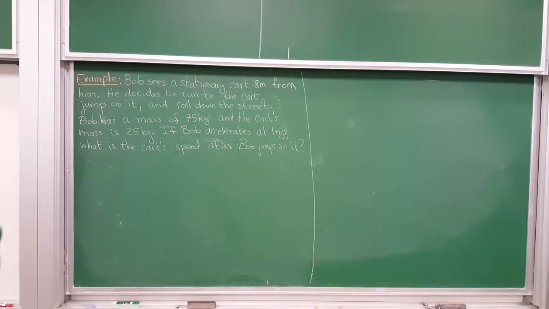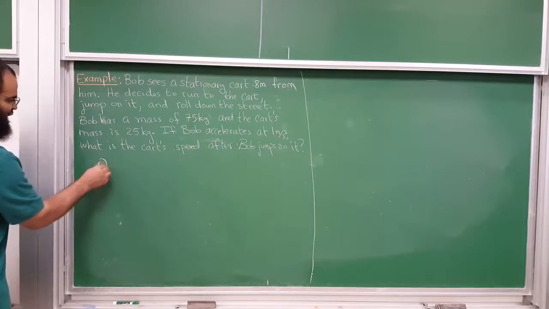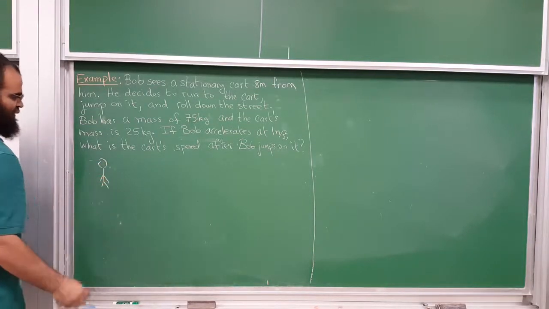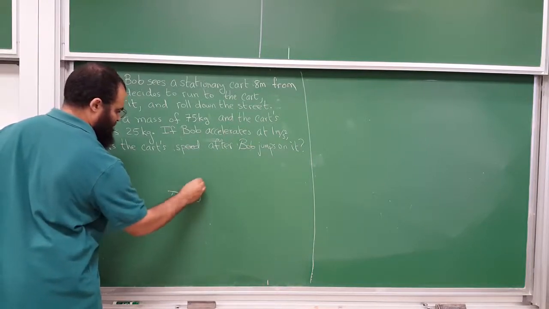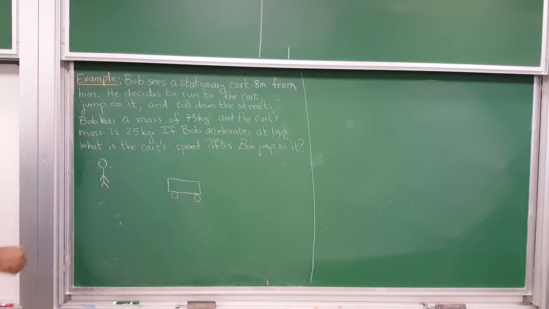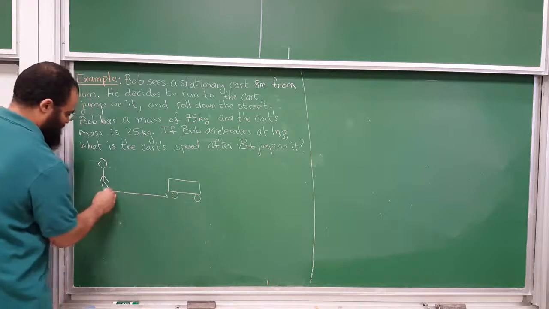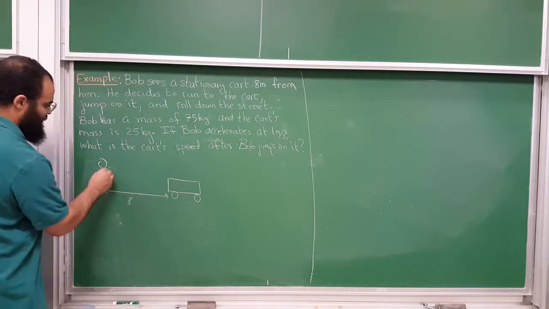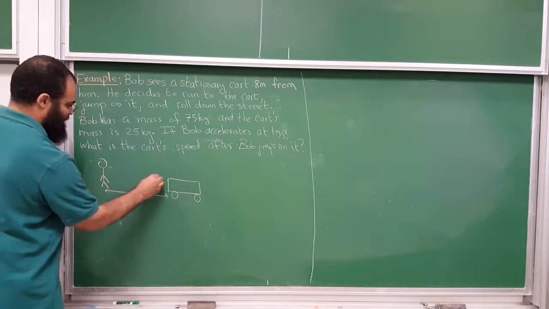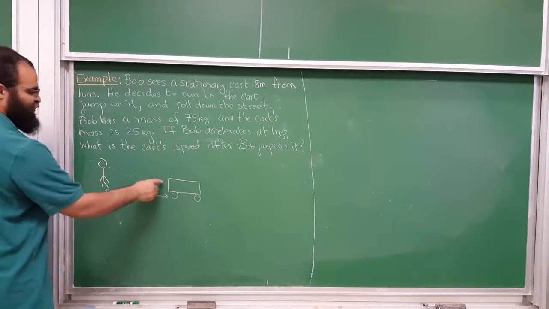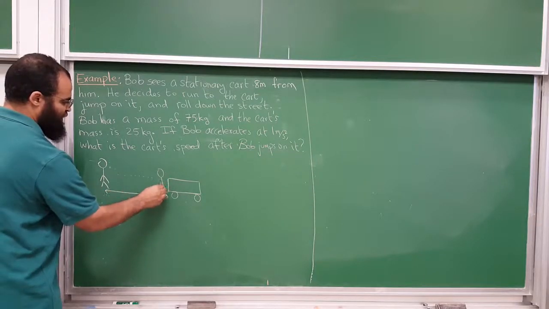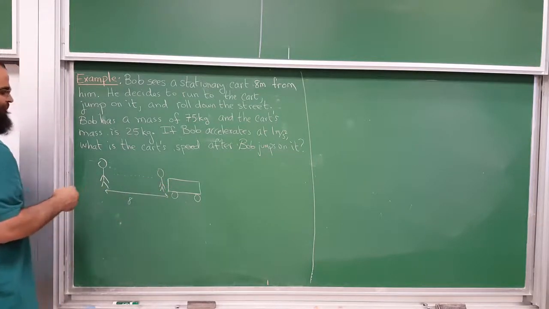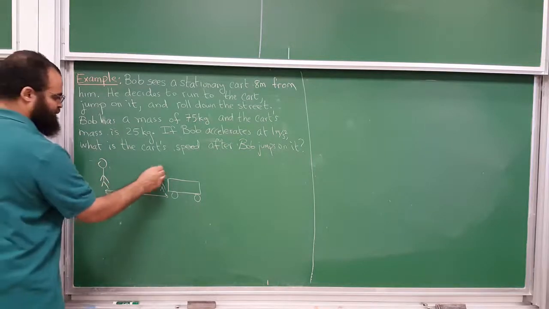So here is Bob. Initially, Bob is not moving. Here's Bob. Here is the cart. It's 8 meters away. So Bob decides to start running. And we want to find the speed of Bob right before he jumps on the cart. So right before he jumps on the cart, what's his speed? So what is his speed right here?